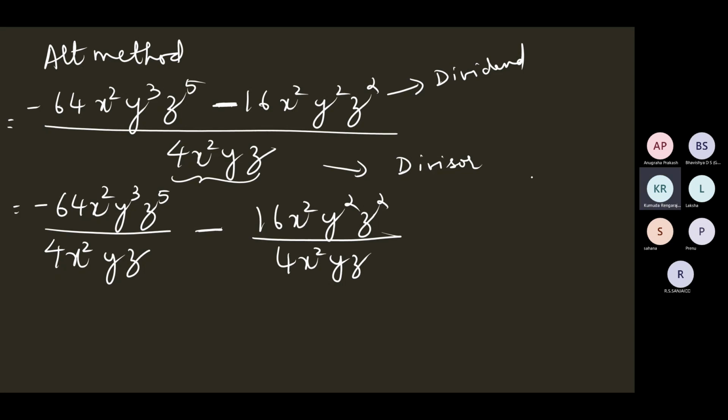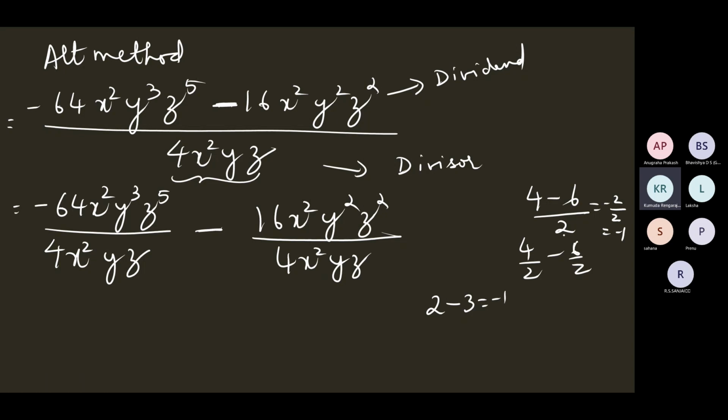See children, it's just like this. Supposing you have 4 minus 6 by 2, you can do it as 4/2 minus 6/2. 4 minus 6/2 is actually minus 2/2, which is minus 1. You can also do 4/2 minus 6/2. 4/2 is 2, 6/2 is 3, and 2 minus 3 is minus 1. So you get the same result both ways. So that's what we're doing here.